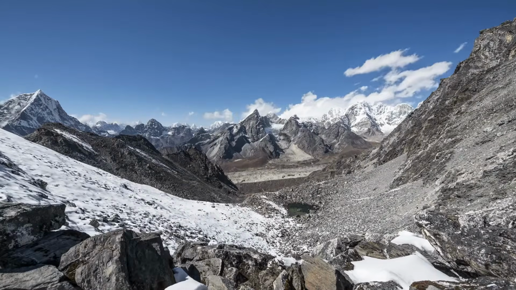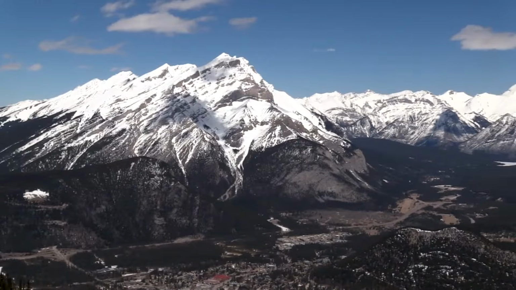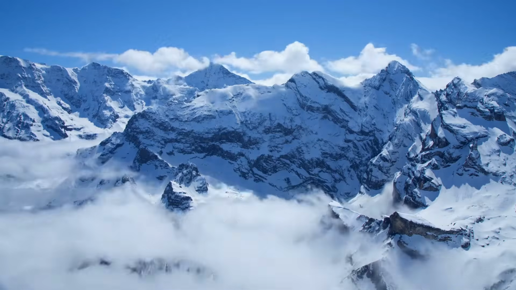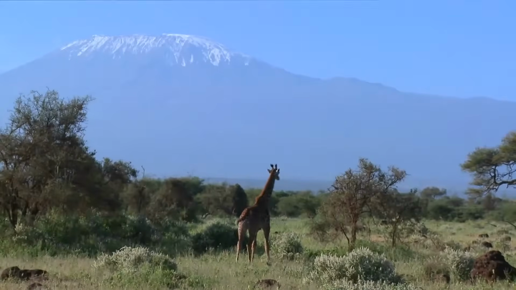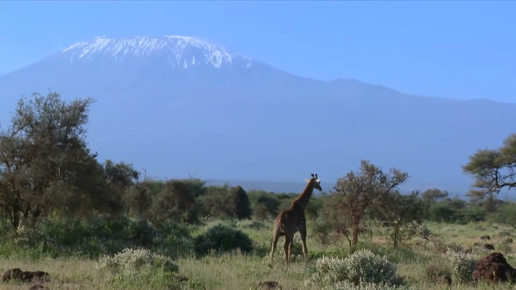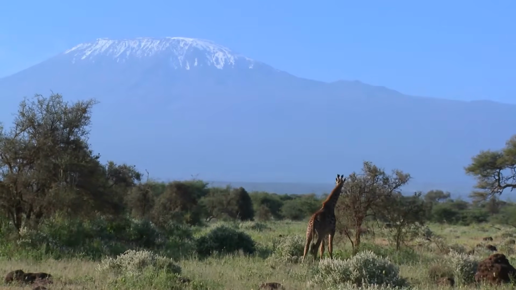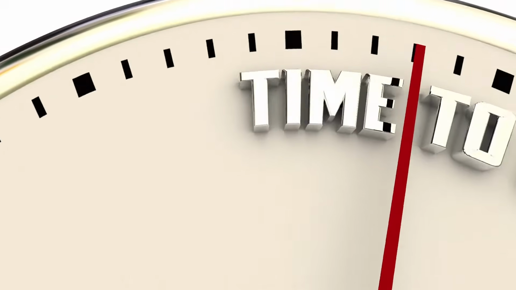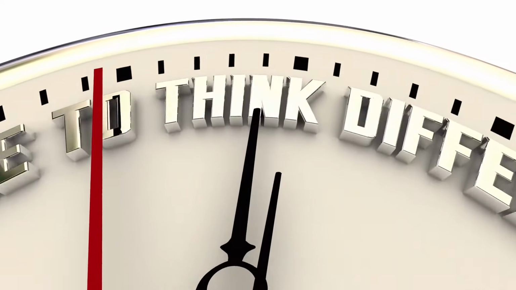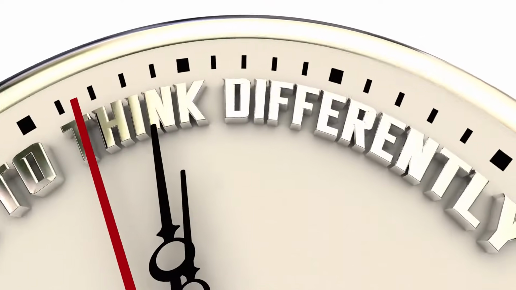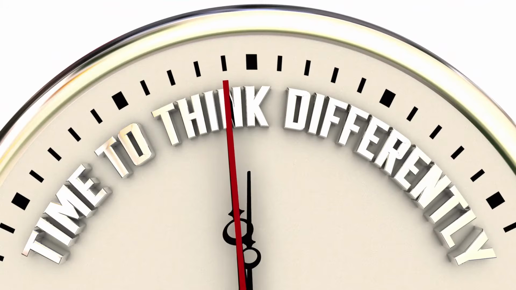The Himalayas, the Rockies, the Alps, the Andes, and even Mount Kilimanjaro. What do these mountains and mountain ranges all have in common? Take a moment and think about it. While you're thinking, remember today's topic is how the Earth's surface affects the weather.